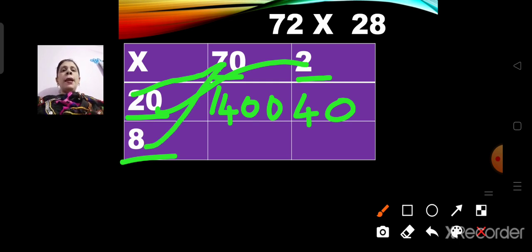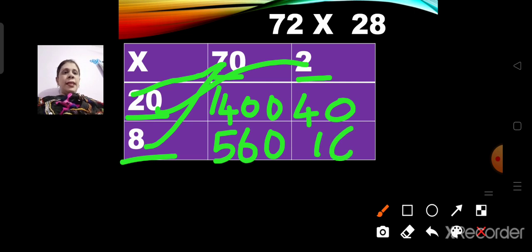Now I am going to multiply 70 by 8. So 7 8s will be 56. To that 56 I will add 1 zero that is in 70, so it will become 560. Okay. Then I will multiply 2 into 8. 2 8s are 16.